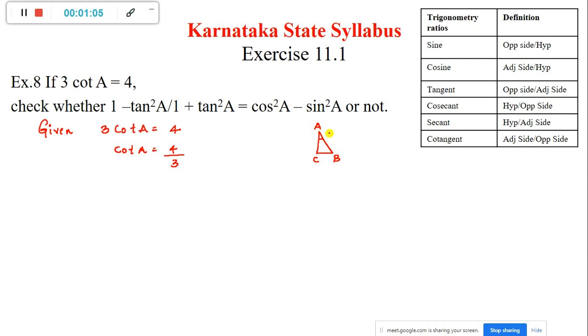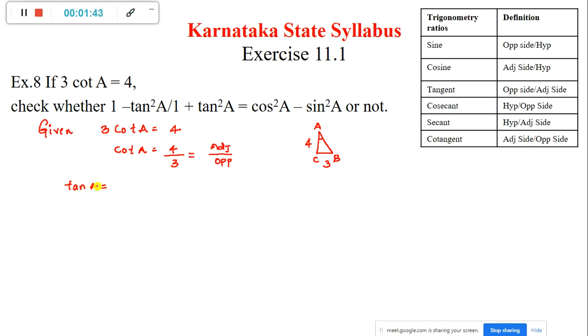Now if I consider angle A, what is the definition of cot A? Cot theta is adjacent divided by opposite side. Adjacent with respect to angle A is AC, so AC becomes 4. Opposite with respect to angle A is BC, so this becomes 3. I need to know about tan as well as cos and sin. These three values I require in order to check whether the two sides are equal, so let me find the values of tan, cos and sin.